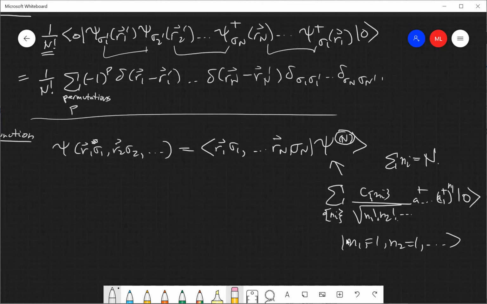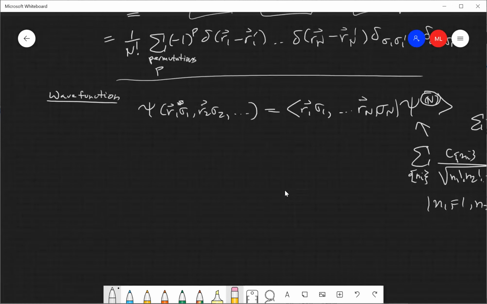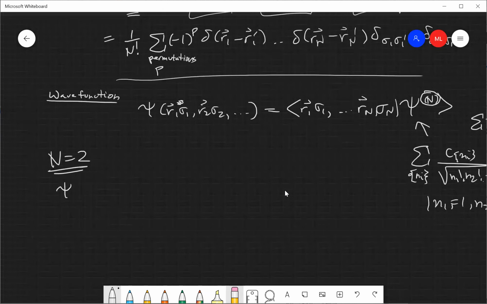But let's do an example. Let's do just n equals 2 particles. So your wave function then should be R1, R2. And remember, what should it be? It should be either a symmetric or anti-symmetric combination, depending on whether you have bosons or fermions. So let's do it for bosons, say, without spin, so we don't have to worry about spin. So what would this be?